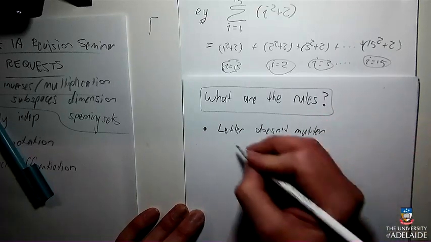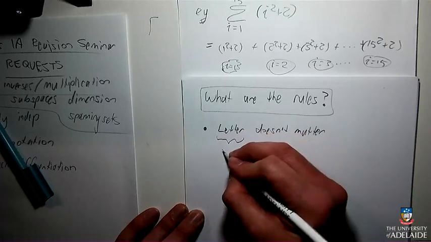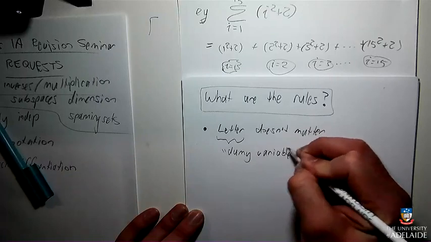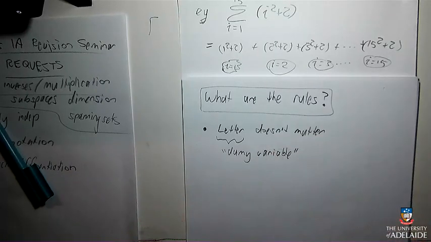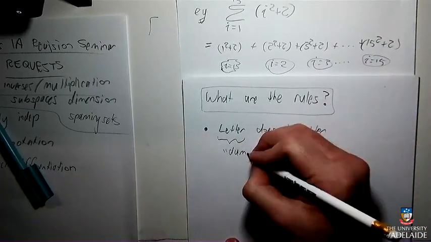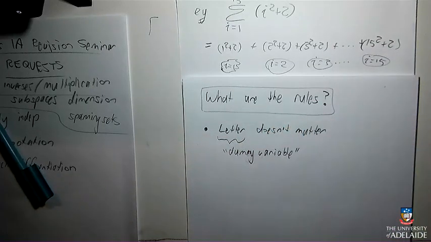The letter doesn't matter. And what most people call this letter is a dummy variable. Oh, there's two M's in dummy, ironically. So it's called a dummy variable because it's not really there. It's just standing in place of something until it gets replaced by something else. It's not like x, which stands for all of the x's that you could possibly have when you have a function. It's just standing in place for that.